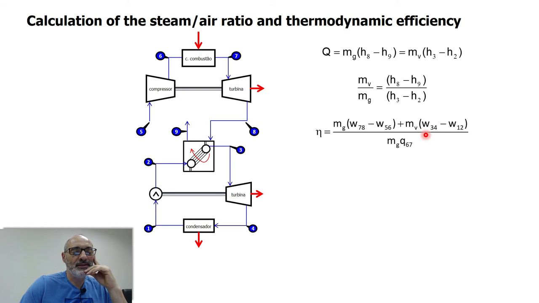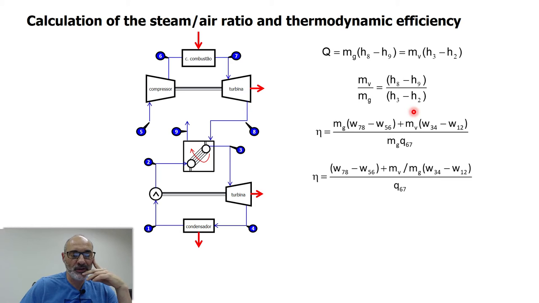And likewise, this is the work produced in the turbine, and W12 is the work consumed by the pump. When we write these works and heat absorption in terms of enthalpies, as we did in the previous cycles, we did this one step that I skipped: dividing by the gas flow rate, you get this MV divided by MG, which we just calculated here.